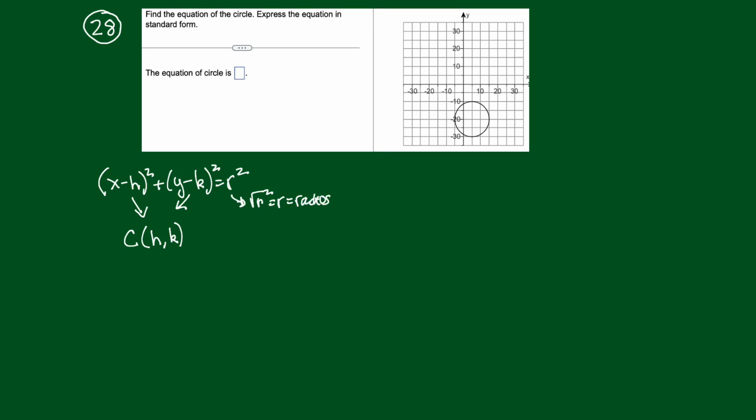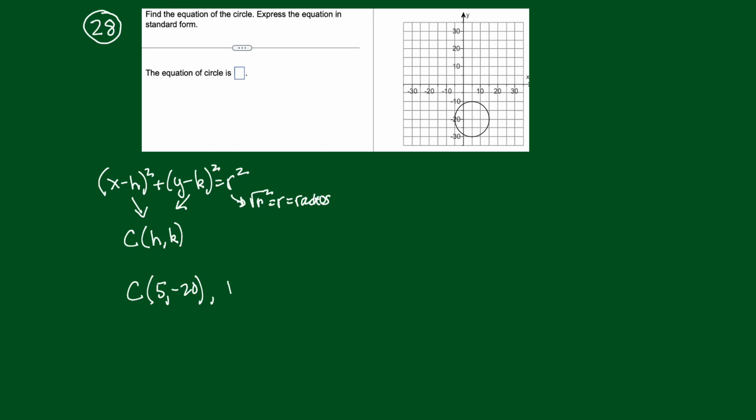So let's start by getting the center. Let's get our h and k. So let's get the center of this circle. Follow it down. Where's the center? It looks like the center is right there. So where is that? Everything's in 5s. So we're to the right 5, down 20. So it looks like the center is to the right 5, down 20.